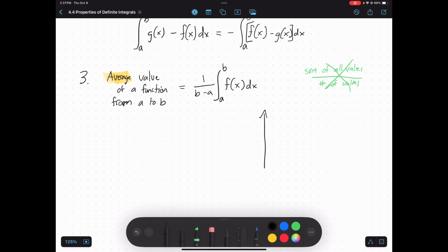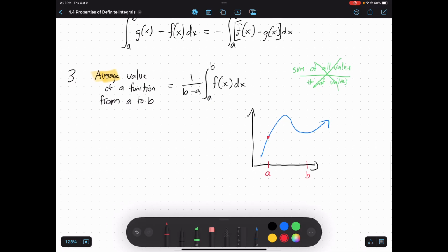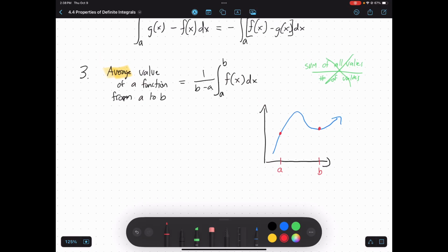Well, let me draw a picture to make sense of what's actually going on here. So let's say I've got a function, and you want to find the average value of that function from a to b. What do we mean by average value? Well, we're talking about average y value. What's the average output value of this function in between this interval? Well, using a definite integral, I can find the area of this function.